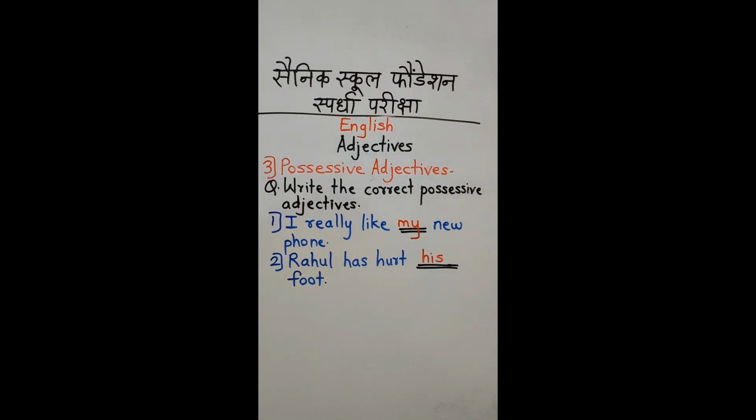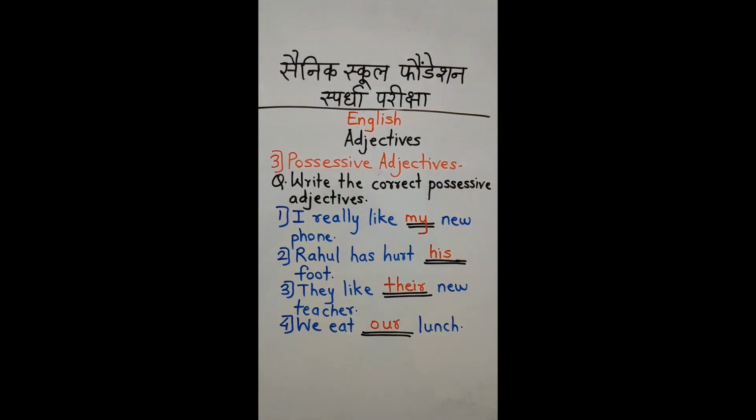Now the third sentence is given, they like dash new teacher. Because in this sentence we are given the pronoun they, we should use the possessive adjective their. Now the sentence will become, they like their new teacher. Now the fourth sentence is given, we eat dash lunch. Because the pronoun in the sentence is we, here we should use the possessive adjective our. And the sentence will become, we eat our lunch. In this way, we can identify the possessive adjectives in a sentence.